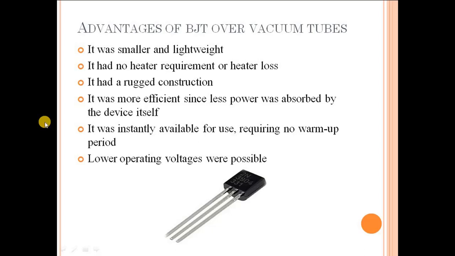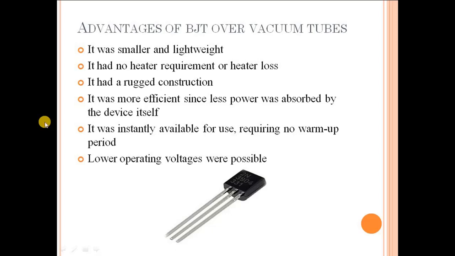The third disadvantage is that the vacuum tube was very fragile. It was a bulky device made out of glass, with vacuum inside it and electrodes like cathode and anode, and if it is a triode, then an additional control grid terminal. All those things were packed inside a glass chamber having vacuum inside it, whereas the BJT was a semiconductor device, small in size and rugged in construction. So we can say that construction-wise the BJT was much more robust.